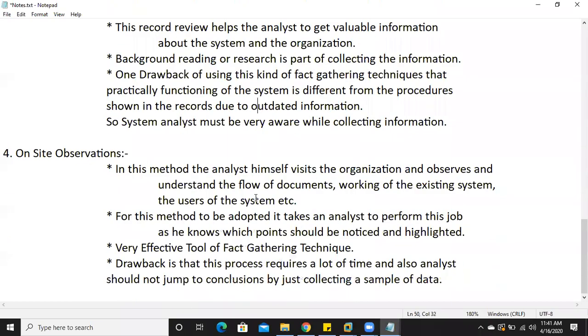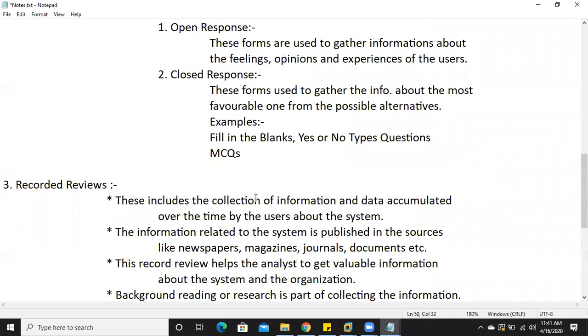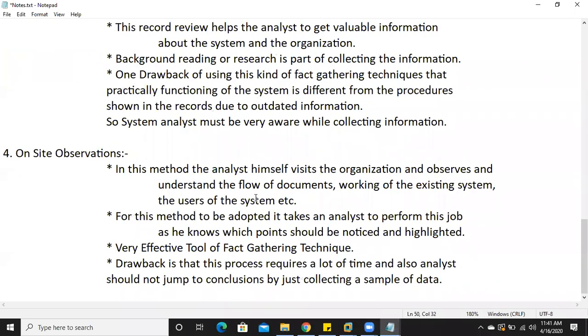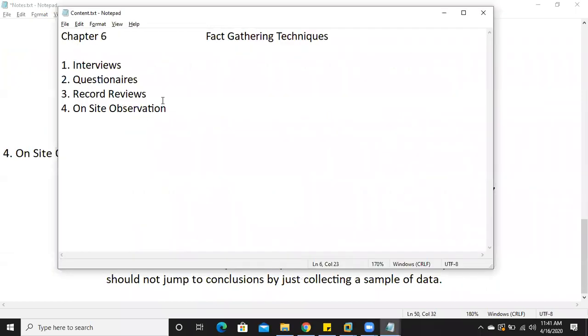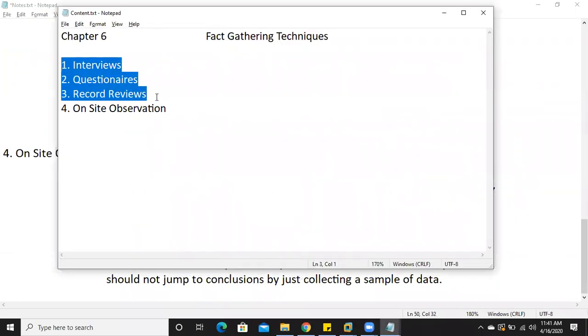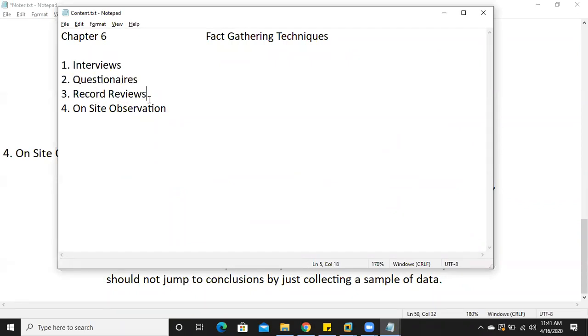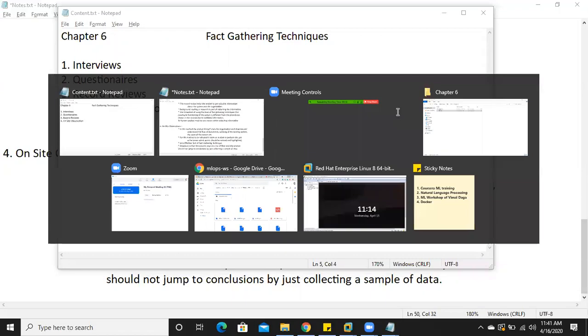So let's move towards our next and last fact gathering technique. We have studied all these fact gathering techniques: what are the interviews, what are the questionnaires, what are the recorded reviews, what is the use of recorded reviews, what are the drawbacks of recorded reviews. So let's move towards on-site observation, the last one.